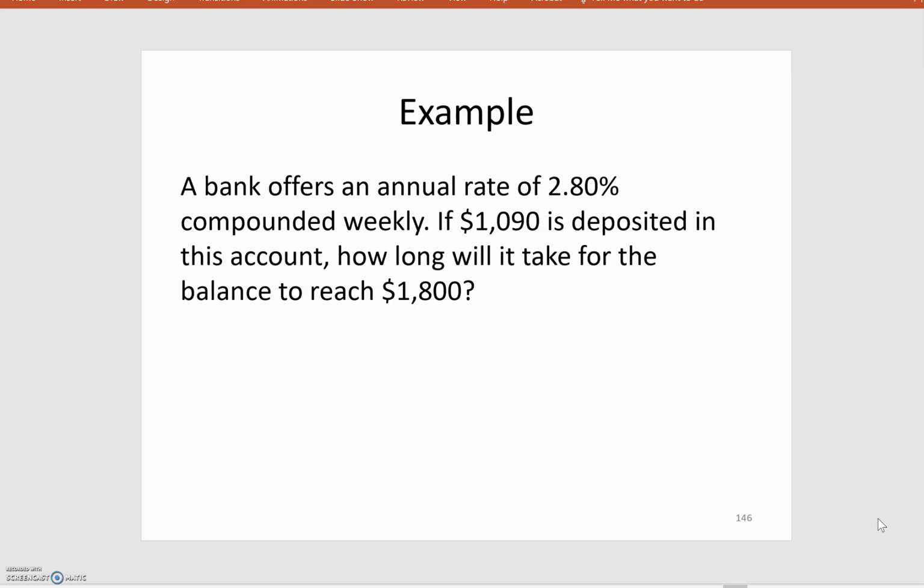Here's a financial question. A bank offers an annual rate of 2.8% compounded weekly. So we're back to weekly compounding. If $1,090 is deposited in the account, how long does it take to get to $1,800?